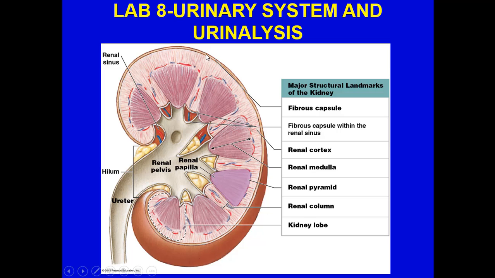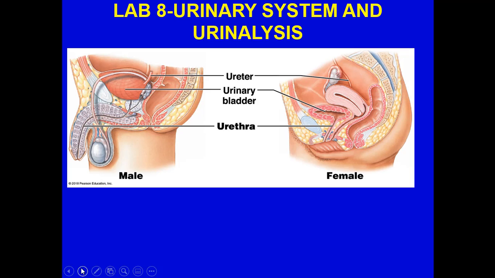You have the outside fibrous capsule. You have basically these fibrous capsules within the renal sinus. You have the renal cortex here, the renal medulla. This is what is sort of the renal pyramid here, with the renal papilla down here. You have a renal column structure right here, and of course, you have this entire section here, which consists of a renal lobe.